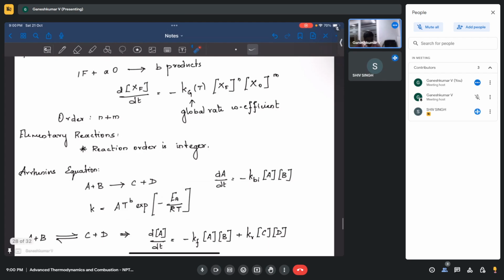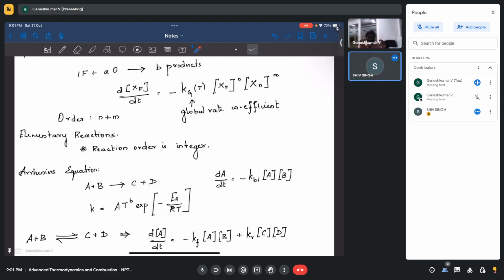If the activation energy is small, since it has a negative sign, the exponential of a small negative number will be large. So K will be large. If the activation energy is small, K will be large. If the temperature is large, it will have a lot of collisions, so K will be large. That is how this Arrhenius rate law is constructed. It also has a pre-exponential factor based on the size of the molecule, whichever is bigger or smaller. Based on that, you get the rate of the reaction.